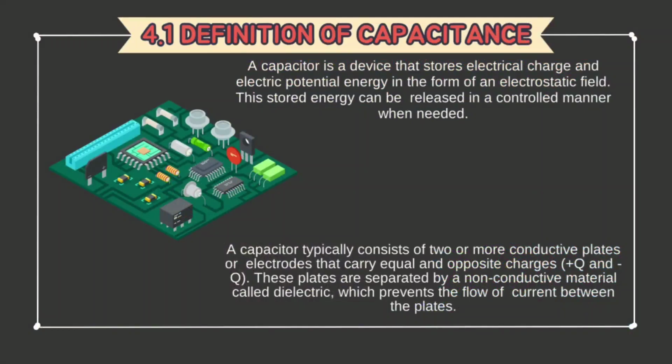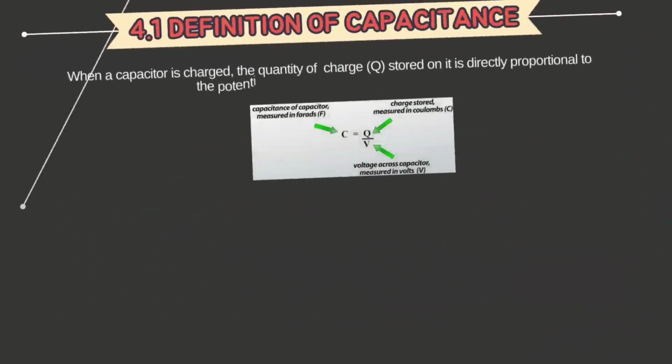4.1 Definition of capacitance. A capacitor is a device that stores electrical charge and electric potential energy in the form of electrostatic field. This stored energy can be released in a controlled manner when needed. A capacitor typically consists of two or more conductive plates or electrodes that carry equal and opposite charges, most often written as positive Q and negative Q. These plates are separated by a non-conductive material called dielectric, which prevents the flow of current between the plates.